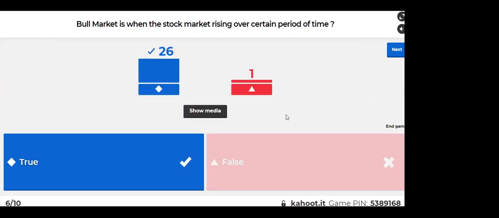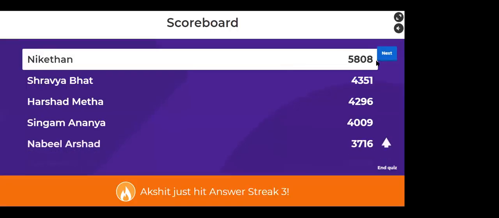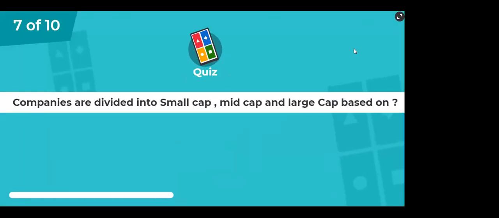Bull market is when the stock market is rising over a period of time. Tell me, bull market. Big bull, Harshad Mehta. Yes, this is true. Bull means going up market, right? And bear means going down market. So bulls take the market to the upside, and bears drag the market down. You can either be a bull or a bear. Harshad Mehta was a bull, and there was again some person who was a bear.